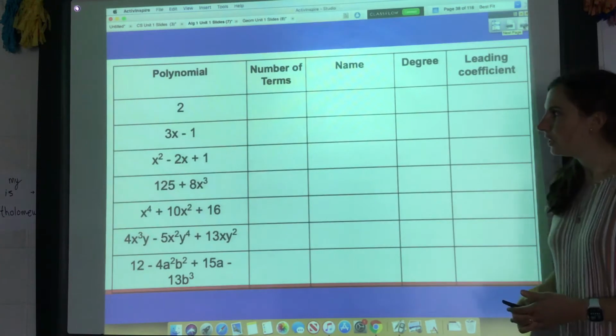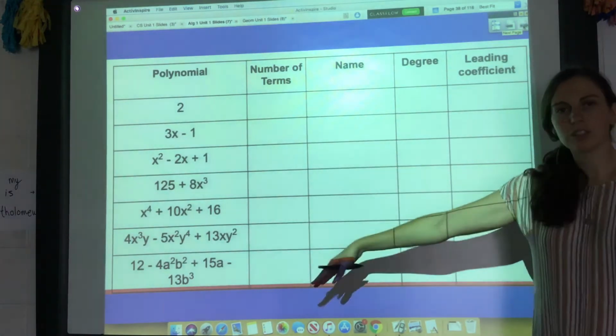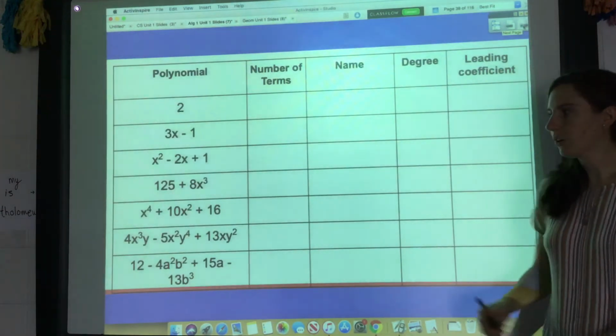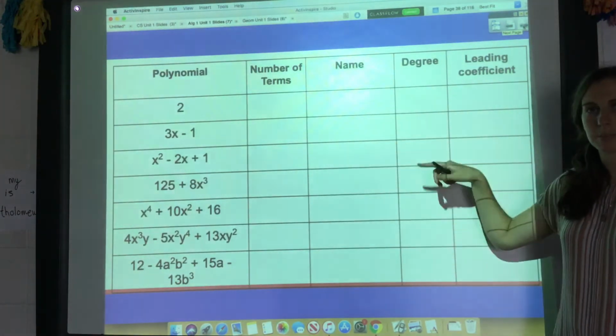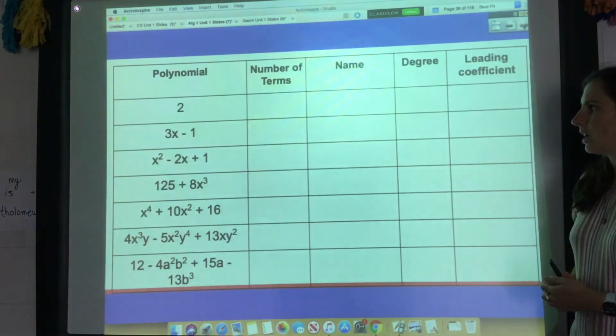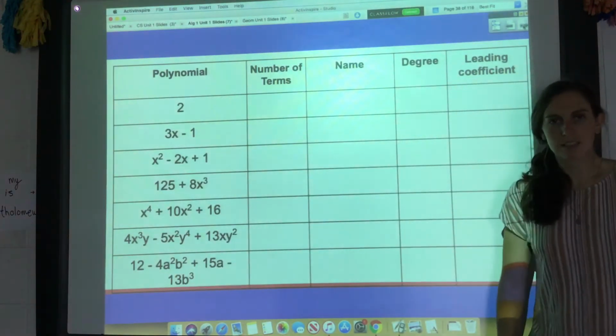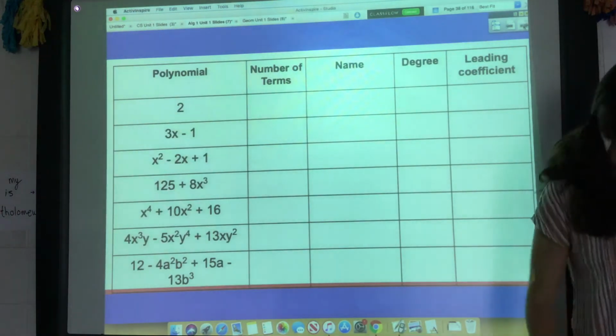So we're going to go through a few examples of polynomials and just kind of classify them. So you'll need to pause the video and draw this out on a piece of paper to take some notes. Here's a list of some polynomials, and we're going to fill the rest in. So pause and draw that out.